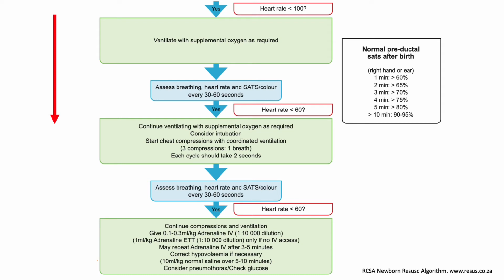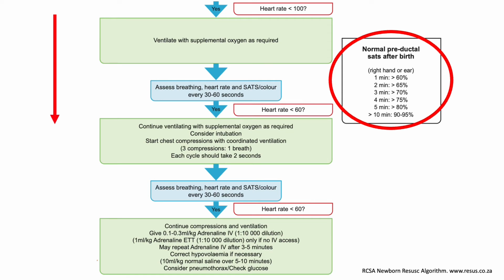We need to look at their heart rate, their breathing, their SATs, and their color, and do assessments every 30 to 60 seconds. You'll notice that on the right-hand side of the algorithm, there's a box which includes the normal preductal SATs that's expected after birth. At 1 minute of life, the SATs of a baby on pulse oximetry are only about 60%, so don't expect really high SATs. Round about minute 5, we've only then reached SATs of about 80%, and we don't reach SATs of 90 until at least 10 minutes after birth.